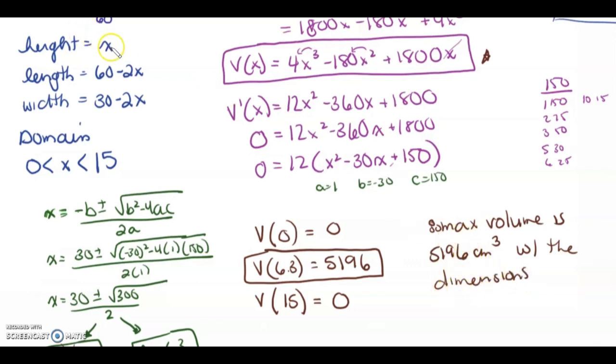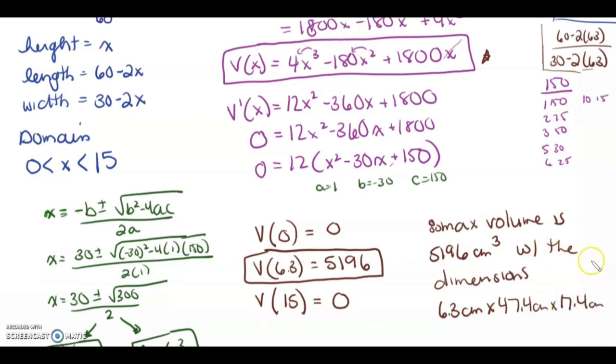Okay, so x is the height, so x is going to be 6.3 centimeters by 60 minus 2x. We might need to go to the side of our paper. Okay, 60 minus 2 times 6.3. And we get 47.4 centimeters by, and then the width is 30 minus 2x. So again, 30 minus 2 times 6.3. We get 17.4 centimeters. So those are the dimensions.